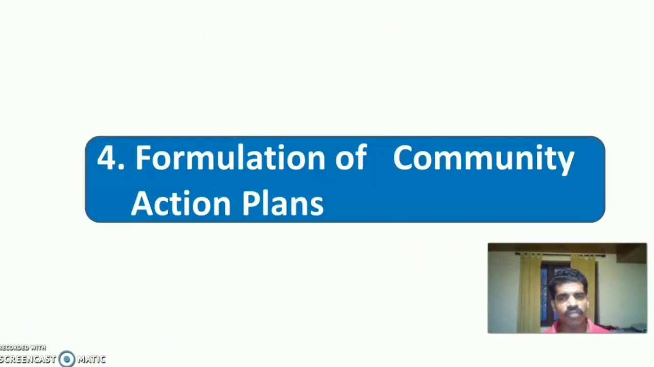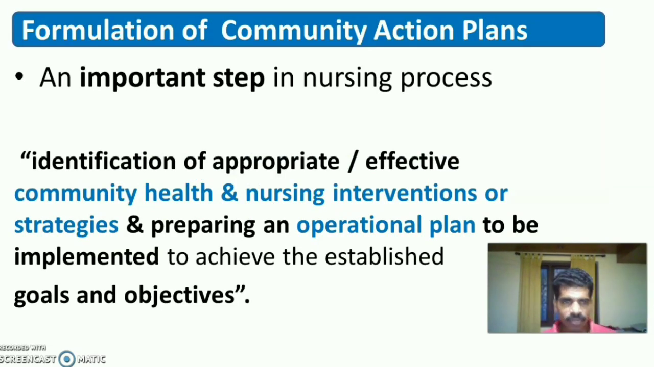The fourth step of community health planning is formulation of community action plans. Formulation of community action plans is another important step of the nursing process. It means the identification of appropriate or effective community health and nursing interventions or strategies, and preparing an operational plan to be implemented to achieve the established goals and objectives.